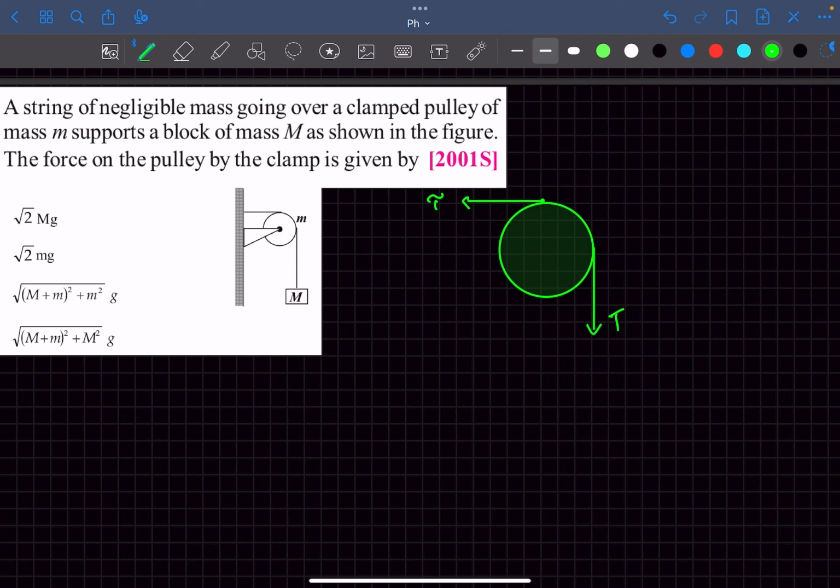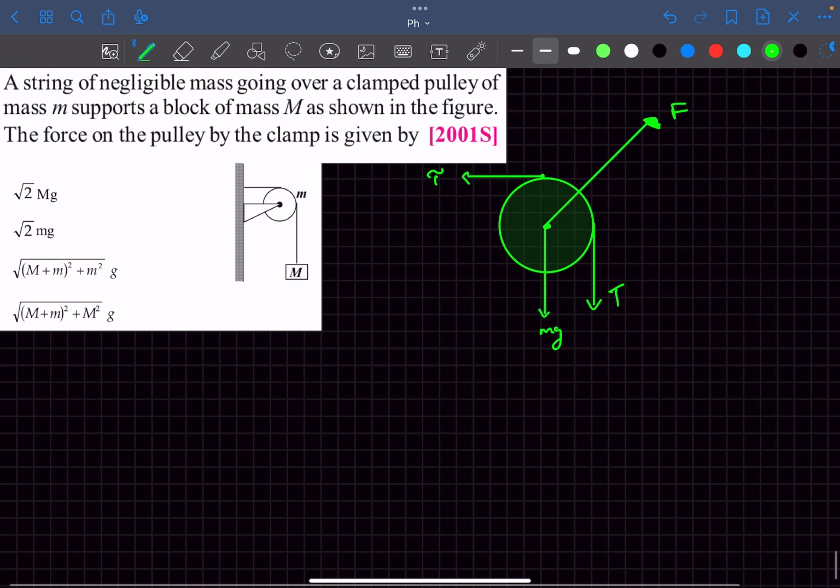Now the tension is going to be uniform throughout the string because it's massless, and as this pulley has some mass, its weight will act at the center of mass and its magnitude will be equal to mg. As this pulley has to be in equilibrium, let's say the force that the clamp applies on the pulley is in this direction, let's say it's F. All these forces added up vectorially should result in a zero resultant. Now how do we determine T? As the mass M is in equilibrium, the tension on top is equal to the weight of the mass, so the tension T equals capital Mg.